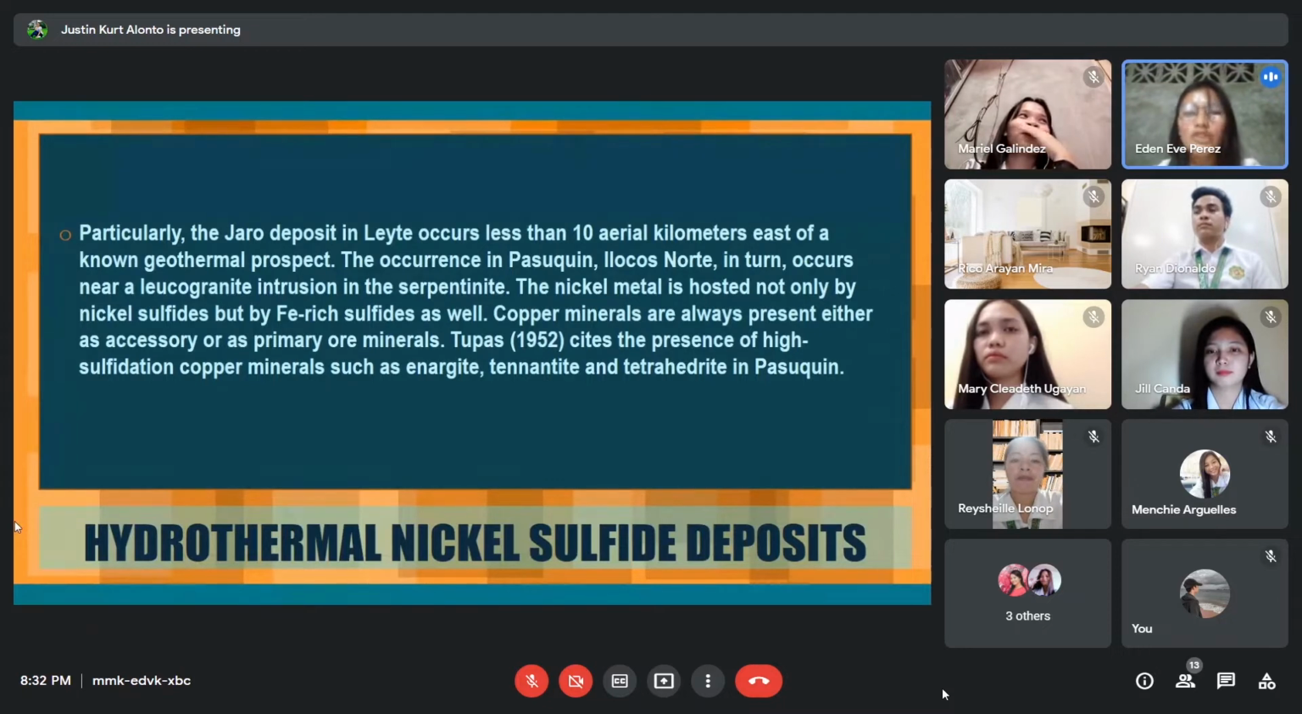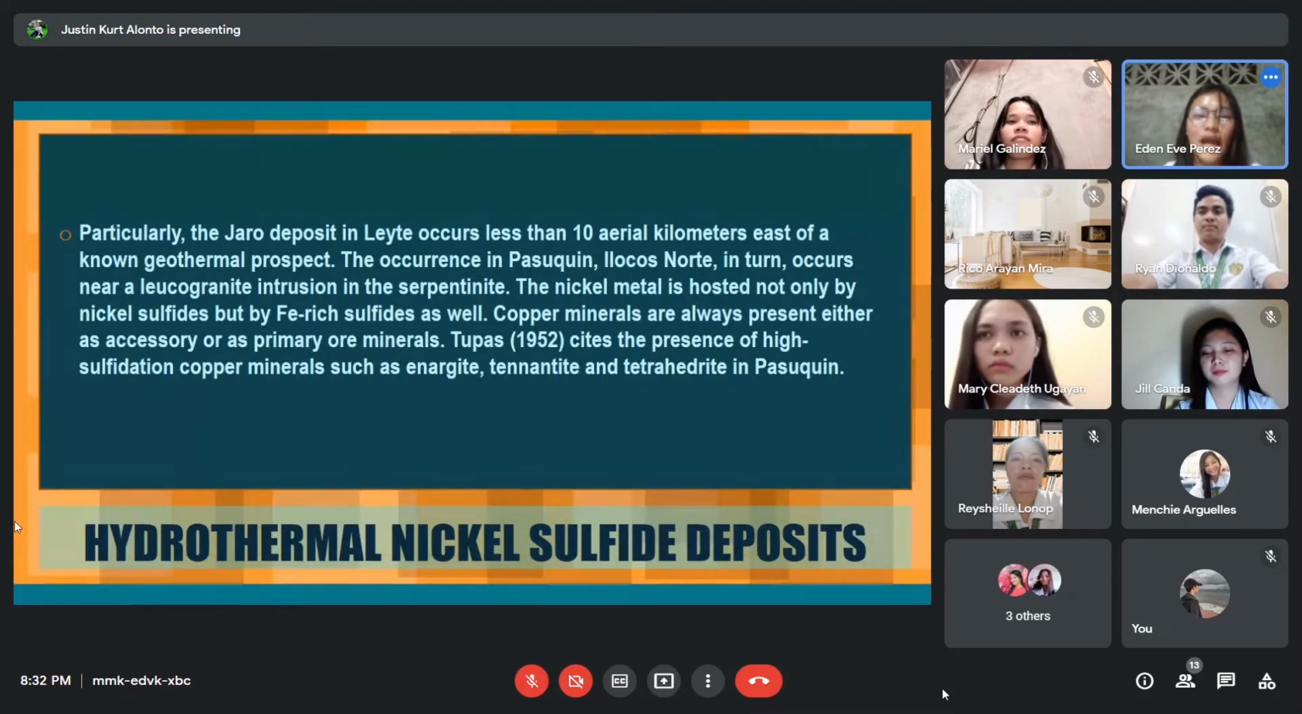So according to Jaro, the Leyte deposit in particular is located fewer than 10 aerial kilometers east of a known geothermal possibility. In turn, the occurrence in Pasuquin in Ilocos Norte occurs adjacent to a serpentine lithogranite intrusion. That's all.